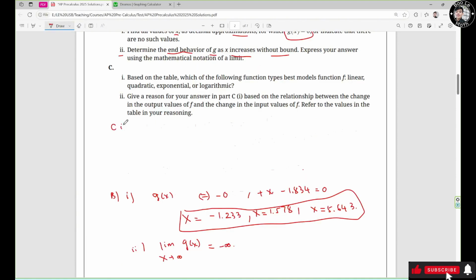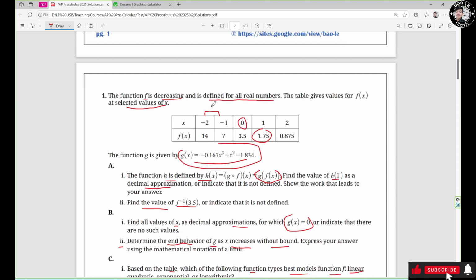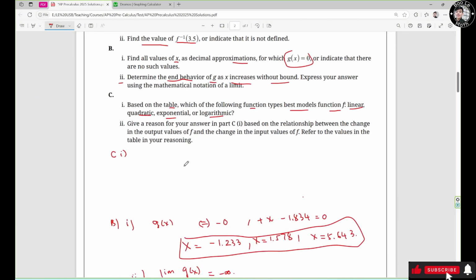Now question C, I. Based on the table, which of the following function types best models the function f: linear, quadratic, exponential, or logarithmic? So we look at this one, we see that the change in s is plus 1, plus 1, plus 1, and plus 1. The change in y: in order to get 7 from 14, we multiply by 1/2, right? This guy multiply by 1/2, this guy multiply by 1/2, and this guy multiply by 1/2, right? So this one is best modeled as an exponential function.